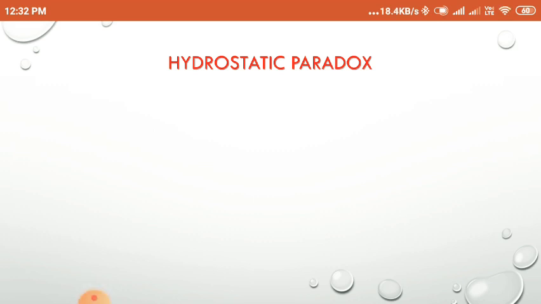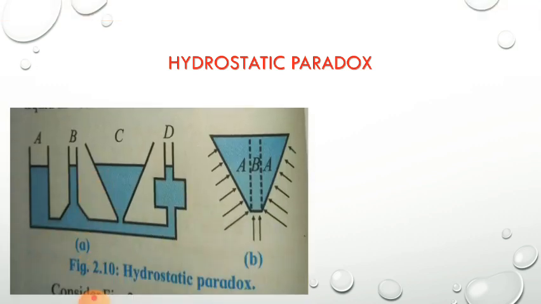In this topic we will consider a vessel shown in this diagram. There are interconnected vessels. When a liquid is poured in any one of the vessels, it is noticed that the level of liquids in all the vessels is the same. This observation is somewhat puzzling. It was called hydrostatic paradox.